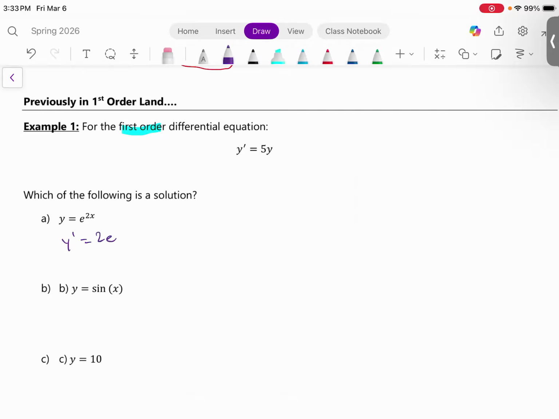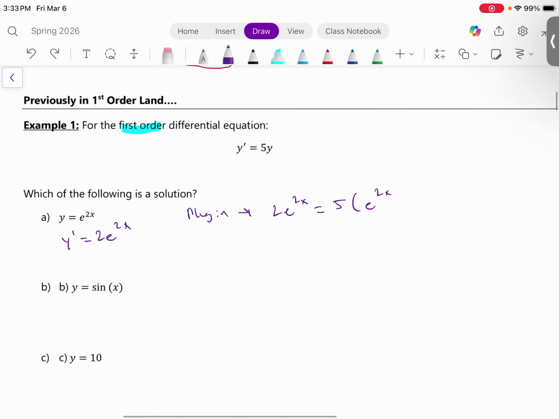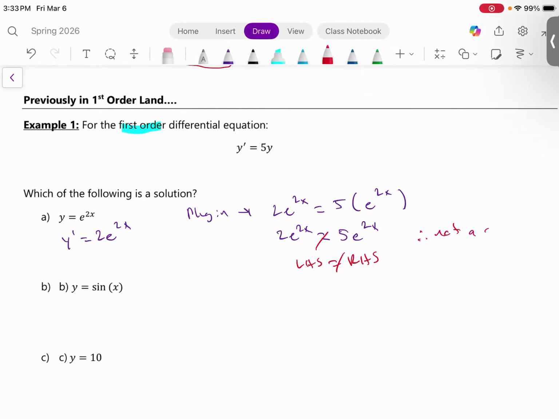So y prime is 2e to the 2x with that chain rule. And so we plug in. This would be 2e to the 2x equals 5 times y, which is e to the 2x. And we get 2e to the 2x equals 5e to the 2x. Those aren't the same functions. The left-hand side doesn't equal the right-hand side. So this is not a solution.